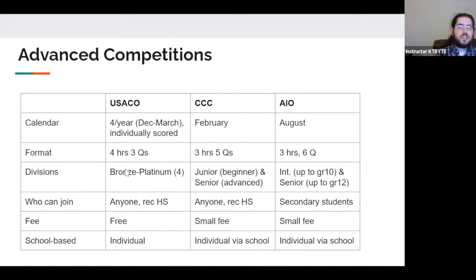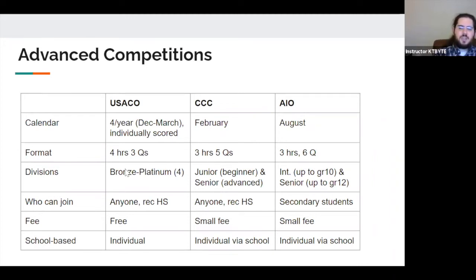CCC and AIO are only given once per year. AIO, we just sort of missed that in August, but you could, of course, be training to do that next August, and then CCC would be in February, towards the end of the USACO season as well. The format for these are all fairly similar. They're all programming competitions where you have to create code that solves a problem. Again, all of these are sort of leading up towards this international competition, so they all have a fairly similar format. The timetable and the number of questions is a little different, but very similar.